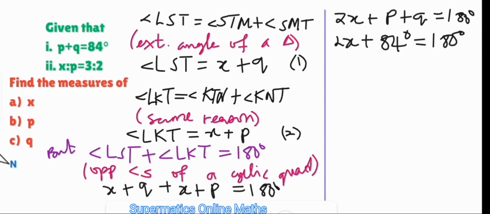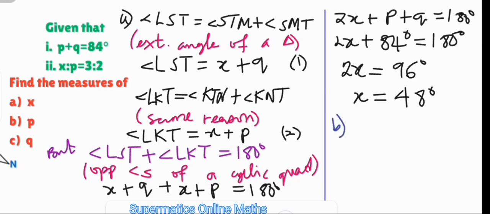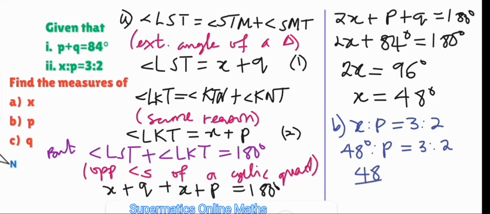Then 84 is subtracted from both sides, so that 2X is 96 degrees. And dividing both sides by 2, the value of the angle X is 48 degrees. So X has been obtained. To get P, we're going to use the fact that the ratio of the angle X to P is given to us as 3 to 2. Therefore, angle X, which is 48 degrees, the ratio of that to that of P is 3 to 2. And since ratios can be turned to fractions, we've got 48 degrees over P to be equal to 3 over 2.